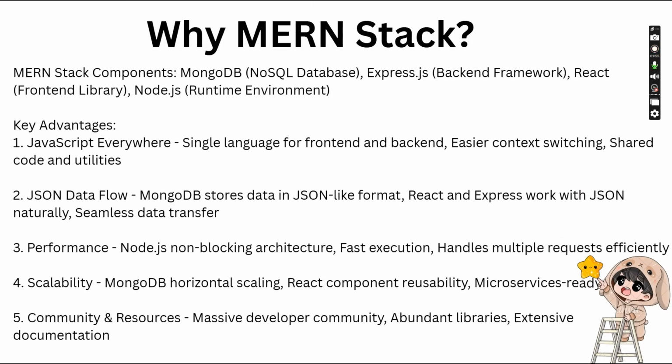In that, why MERN Stack? MERN Stack components are MongoDB, Express.js, React, Node.js. Key advantages of these things are JavaScript everywhere: single language for front-end and back-end, easier context switching, shared code and utilities. JSON data flow: MongoDB stores data in JSON-like format. React and Express work with JSON naturally, seamless data transfer.